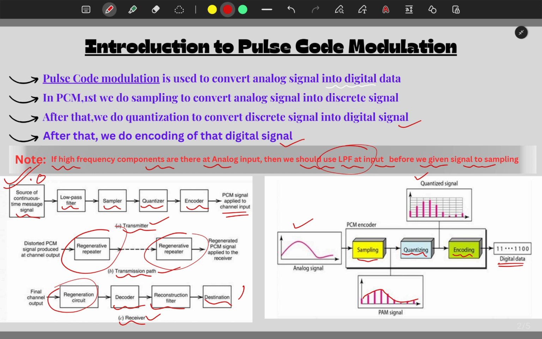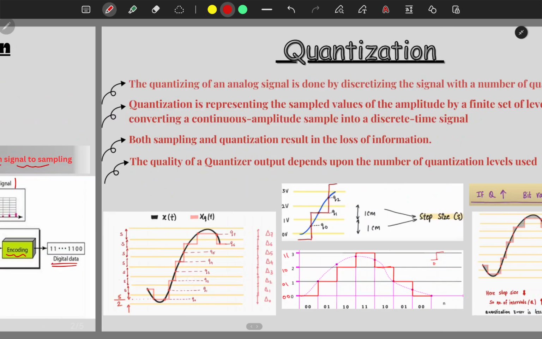So why use pulse coded modulation? There are certain benefits and also some demerits. We will learn about them in the further slides. This was the block explanation of the block diagram for pulse coded modulation. In the next slide we are going to learn about the quantization process, the quantization of the signal.